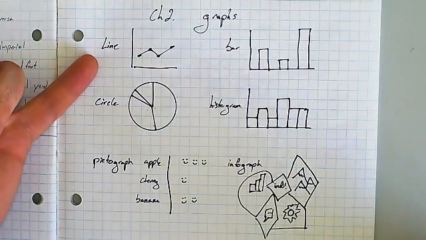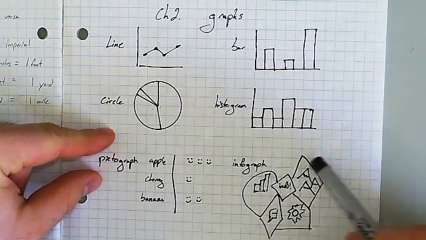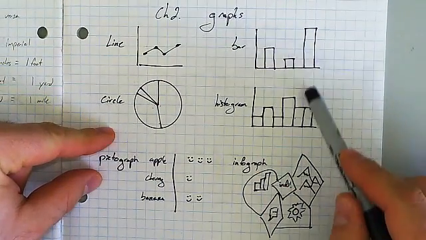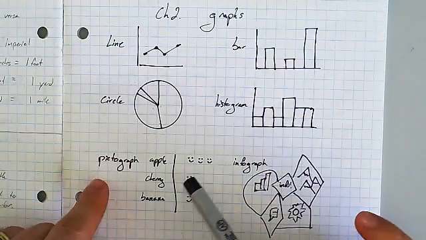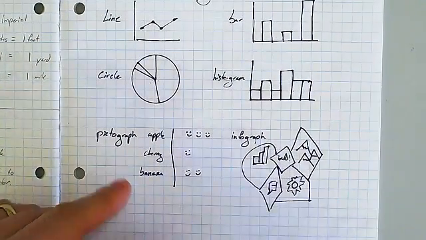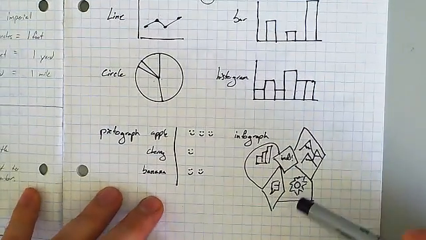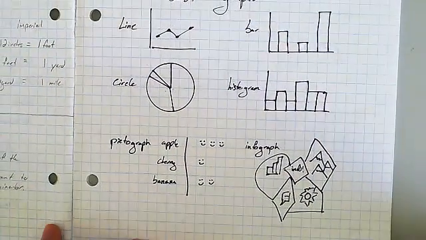The line graph, a bar graph, circle graph, or sometimes called a pie graph, a histogram, which is different than a bar graph, we'll go over why, a pictograph, which more or less uses pictures, and an infograph, which is some sort of way of giving you media or information in a picture. A lot of videos tend to be like this nowadays.